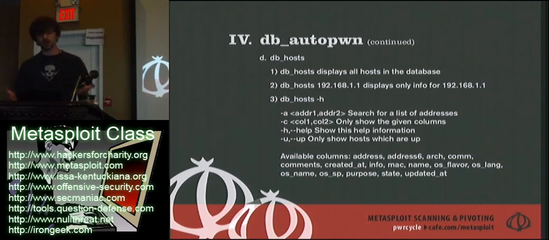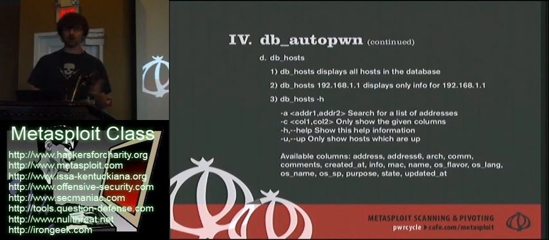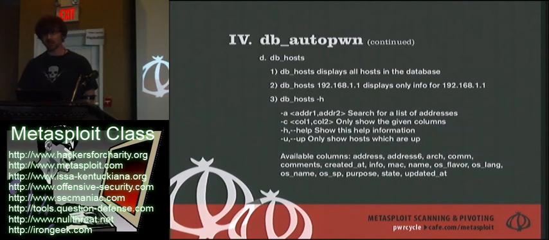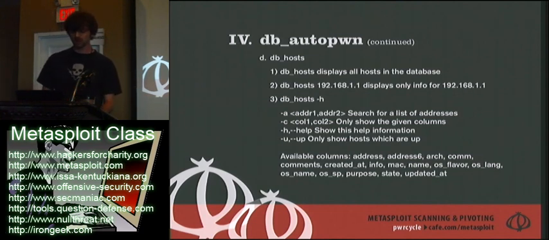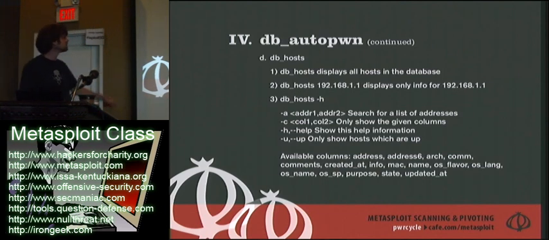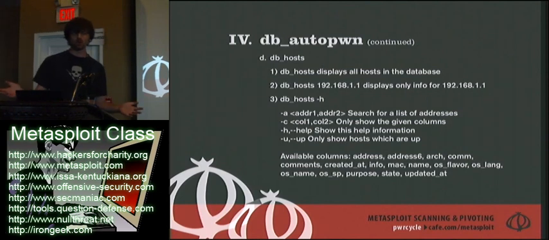And if you want options, just db_hosts space dash h. Metasploit is really good about almost any command you want to run. If you just do dash h, you can figure out what it is. The info is really tightly wound inside, so you don't have to back out to something else to read a man page. It's all inside the console. And then down at the bottom it says available columns. That is all the different information that it's basically pulling from nmap and then telling you, so that you can sort. If you've done a scan and you didn't know which ones were Windows boxes or which ones were Linux, you can sort your database right here by just saying dash c and then specifying the column.